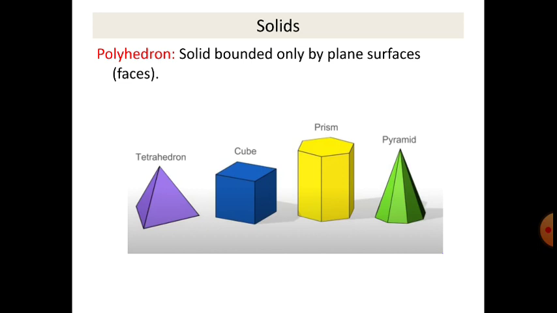So polyhedron is nothing but a solid bounded only by the plane surfaces, not the curved surfaces. We have said in the definition that the solids are nothing but the has three dimensions and may be a plane surface or it might be curved surface. But polyhedron is a solid bounded only by the plane surfaces. So in that we have four types. In the polyhedrons we have four types, that is tetrahedron, cube, prism and pyramid.